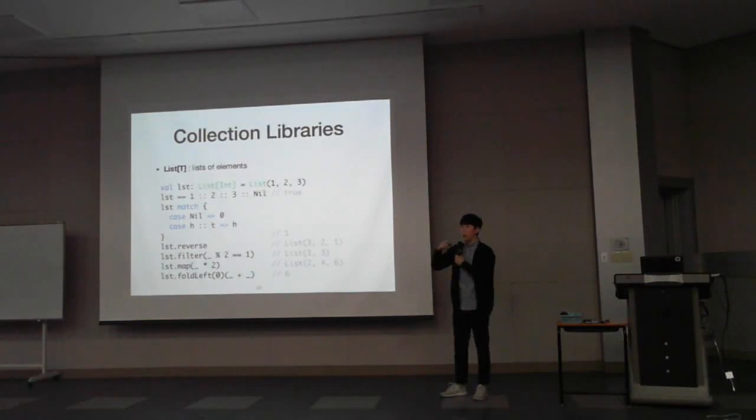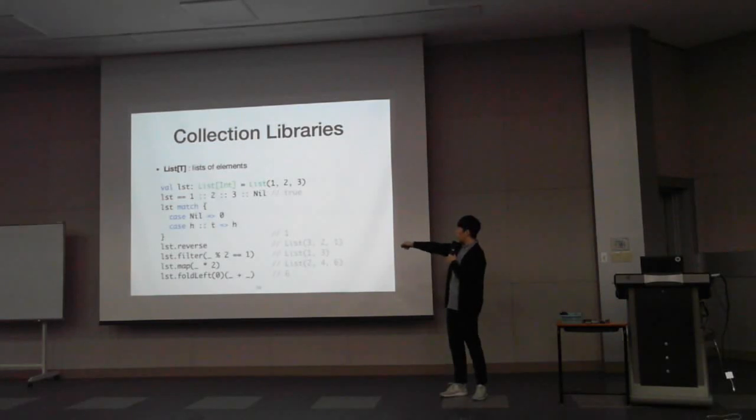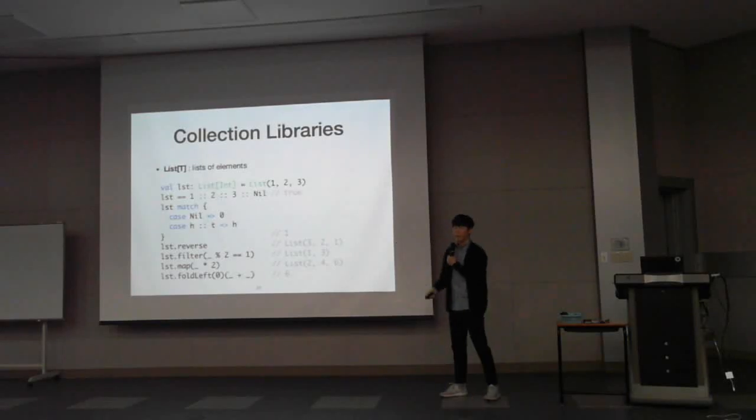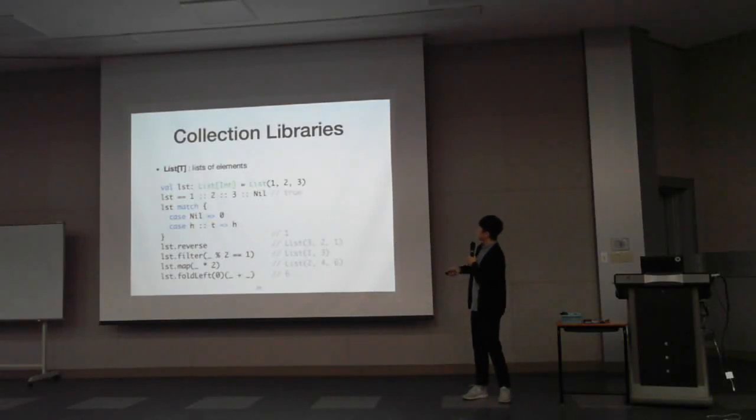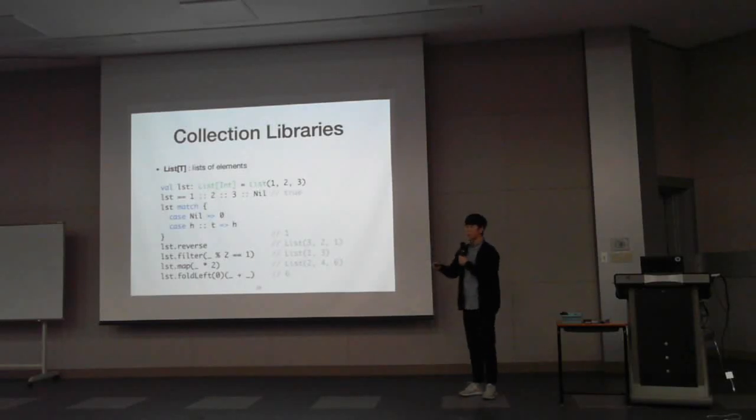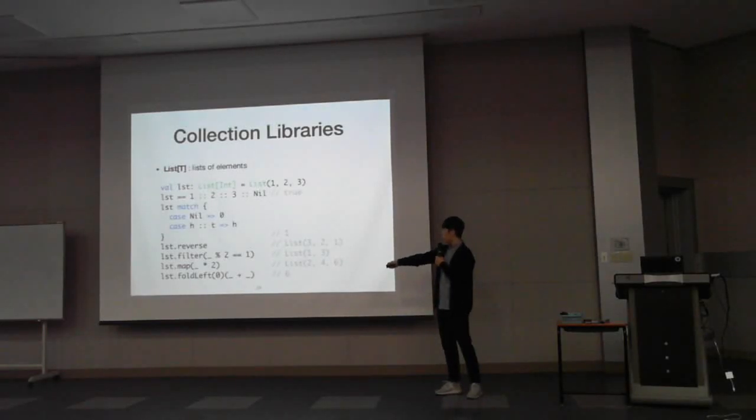And also you can do pattern matching on a list like that. This means if it is an empty list, return 0. Otherwise, this lst has this list, and in this case h is 1 and t is 2, 3, Nil. So it returns h, which means 1 in here. So it returns 1. So this is the list collection, and it also supports several helper functions: reverse, filter, map, and foldLeft.